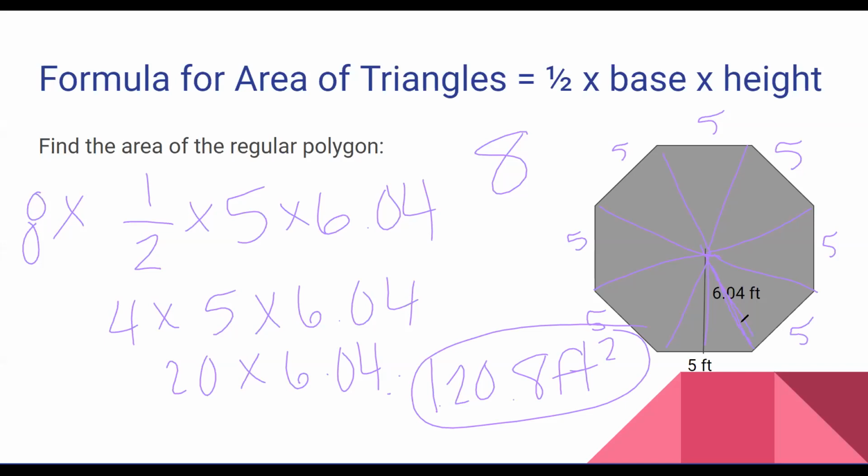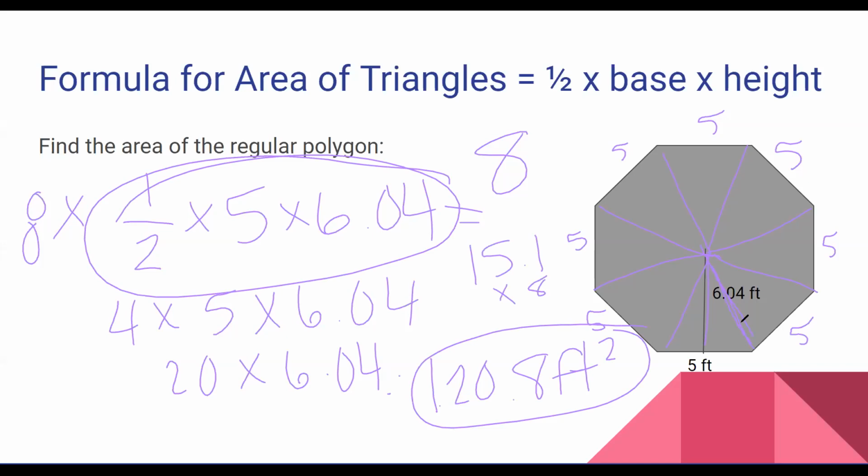You again can do the 1/2 part first and then multiply by 8. So if you do that, 1/2 of 5 is 2.5. So I would do 2.5 times 6.04, and this part would give me 15.1. Then I could multiply that times 8, and it would also give me this answer right here. So if you want to do the formula for a triangle first, then multiply your answer by 8, in this case that works as well.